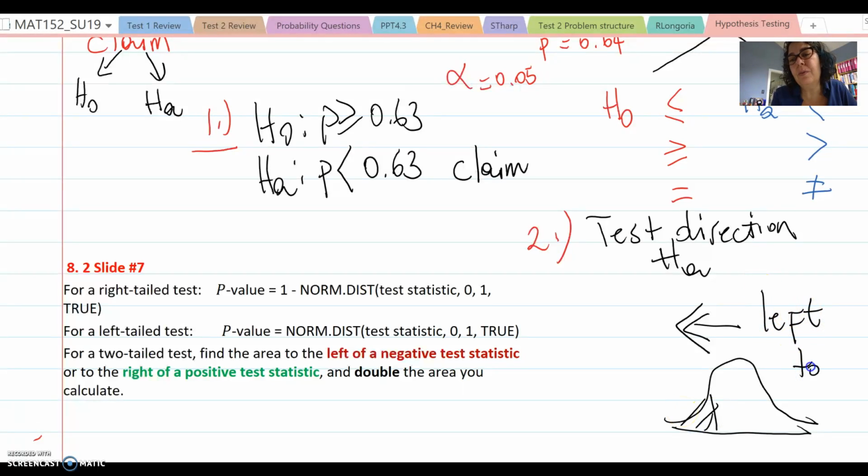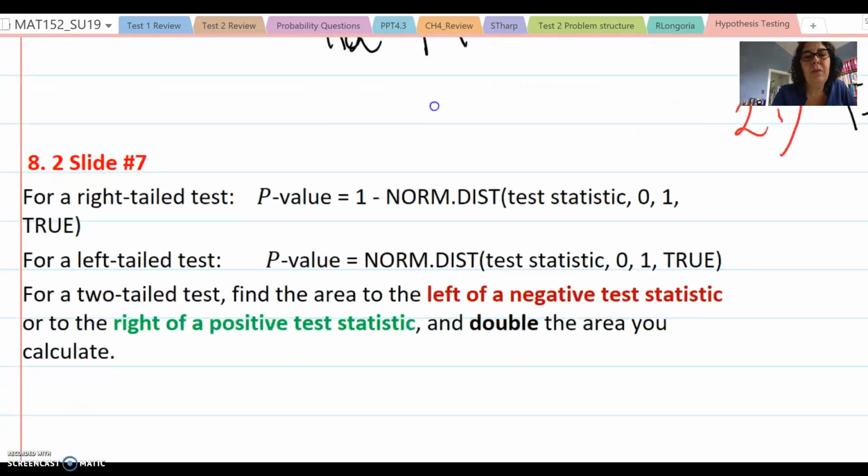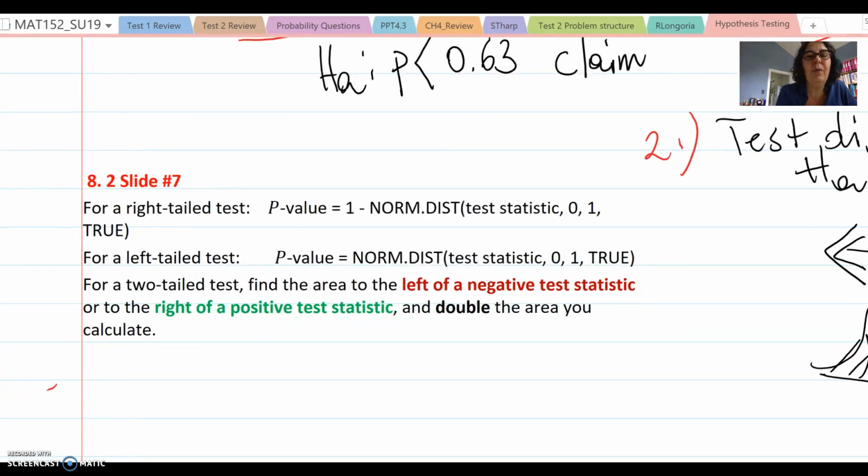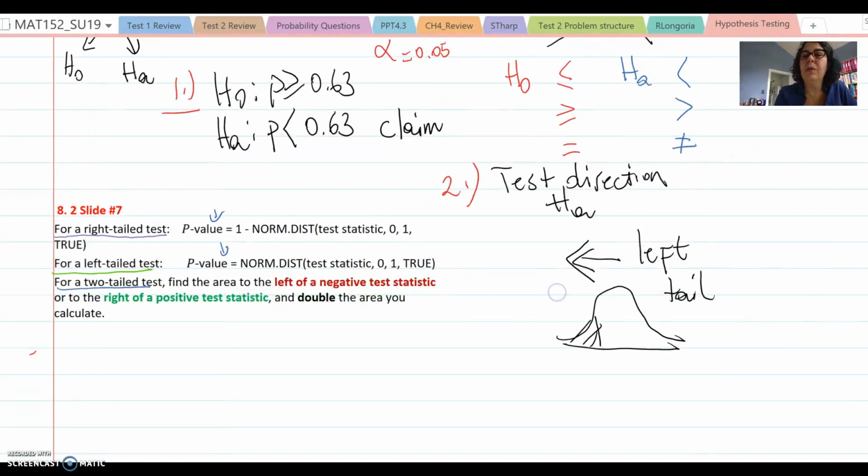Why is it important to identify it? Because if you go to your PowerPoint slides 8.2, slide number 7, there are different formulas for right tail tests, left tail tests, and two tail tests. So I suggest all of them needs to go to your cheat card. Make sure you do that. All right, so we're going to use the left tail test. It means that I'm going to use this formula when I need it.